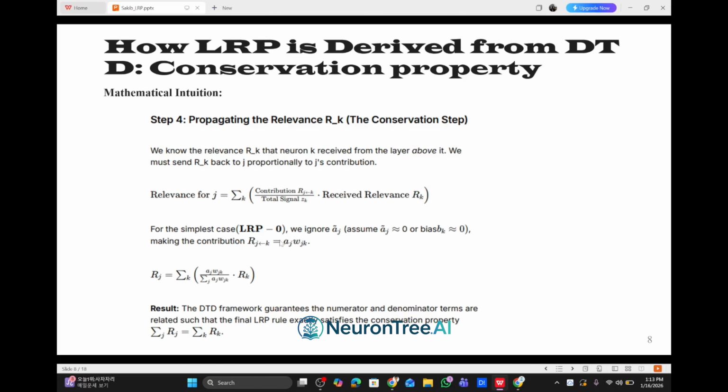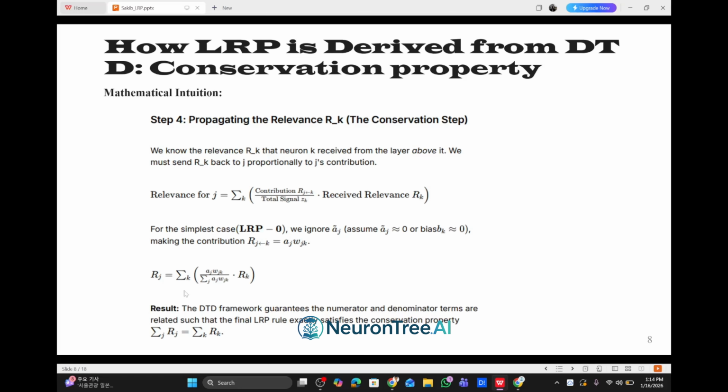From this equation, we can easily get this equation as we already saw in the initial slide for the LRP equation, and this equation simply represents the LRP zero case. Here we assume a tilde j is equal to 0 or bias bk is equal to 0. So we are cancelling this part, so we get the equation like this, and it represents the LRP zero rule. We are going to discuss these rules in a further slide.